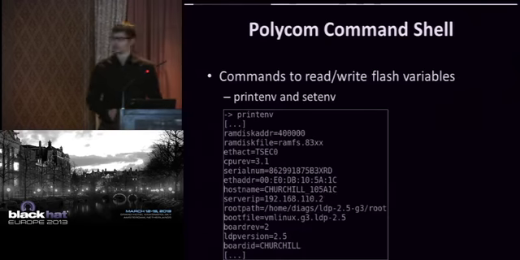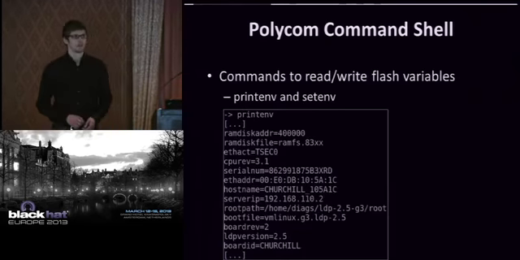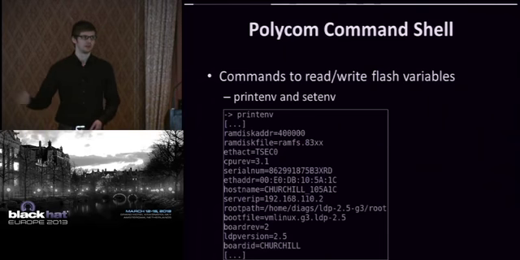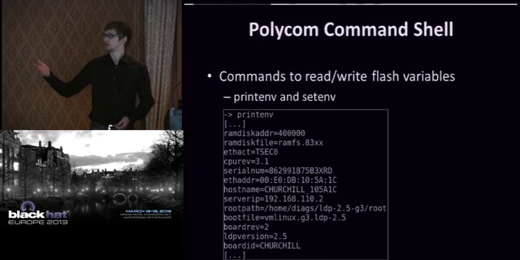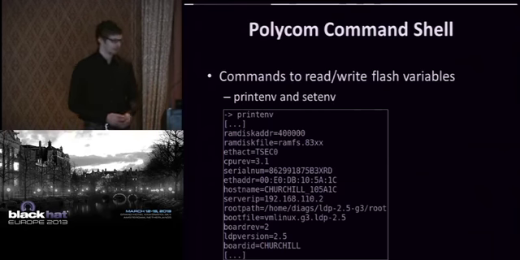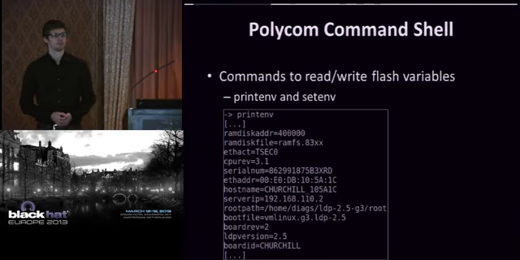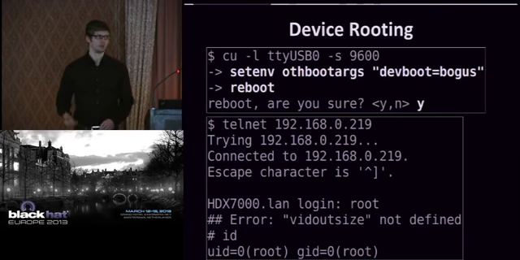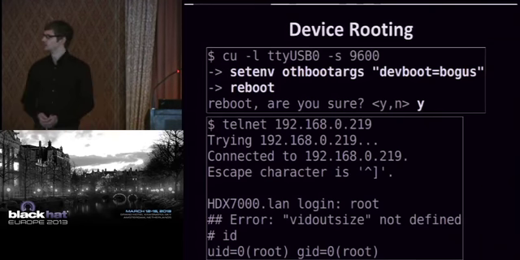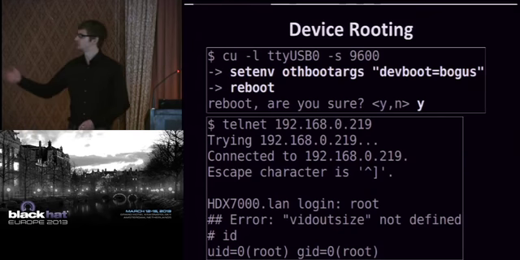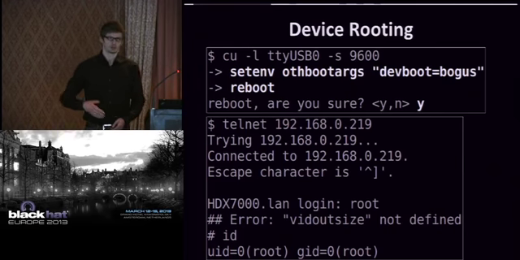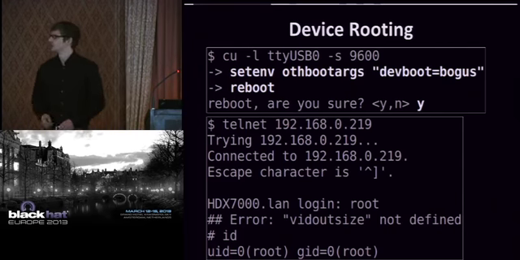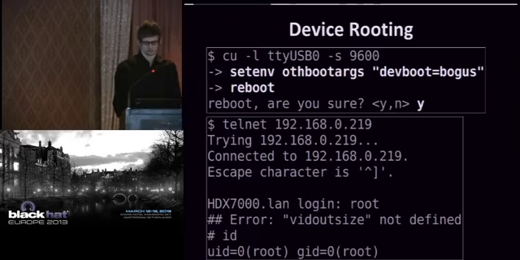There are two commands, called printenv and setenv, which can be used to give you a list of all the variables and modify those variables, respectively. So rooting the device really comes down to only two lines. You connect to the Polycom command shell either via telnet or through a serial connection. You do setenv OTH boot args, devboot equals bogus. Bogus is some kind of magic value which prevents the NFS client from timing out, so it just is faster. And you reboot the device and you can log in via telnet. So pretty simple.